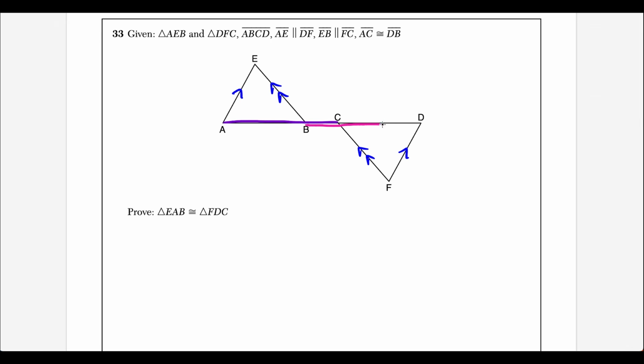So right away, what's jumping out at me is that we have one pair of congruent angles over here. So this angle A is going to be congruent to this angle D because they're alternate interior angles. And then one that's less obvious is that this pair of angles here, angle EBA, is going to be congruent to angle DCF. And this is going to be true because these are actually alternate exterior angles.